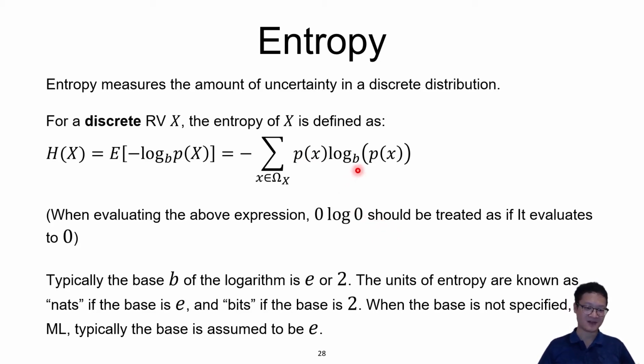Usually the base b of the logarithm is e or 2. If the base is e, then the unit of entropy is nats, and if the base is 2, then the unit is bits. Usually in machine learning, we assume that the base is e for logarithms. In some other disciplines, like in high school math, you know that the log is always base 10 to begin with, at least. And then in courses like CS theory or maybe information theory, the base of the log is by default 2.